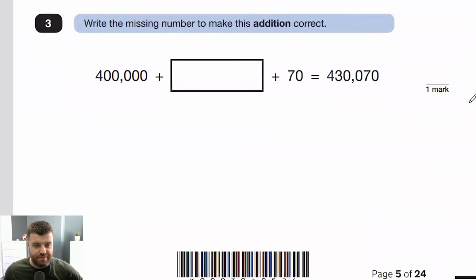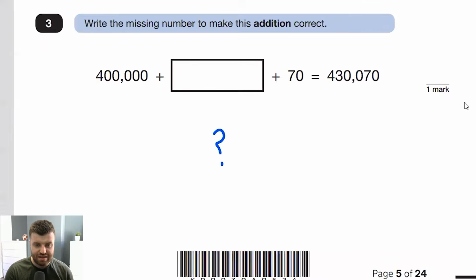Let's see question 3. Write the missing number to make this addition correct. So we've got 400,000 plus something plus 70 equals 430,070. This is actually a place value question. Let's take a look here at 70. Well, that's written here. So we've taken care of that 7. We've got no ones, no hundreds, no thousands. We over here have 400,000. So that's 4 in the hundred thousands column, which is here. That's taken care of. We don't need to worry about the zeros. So the only thing left to have in our gap is this 3.